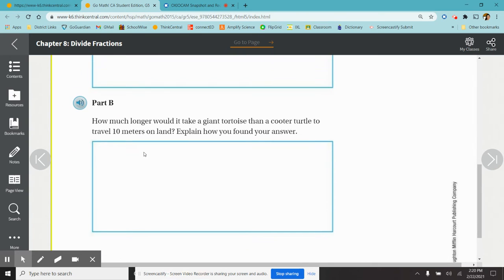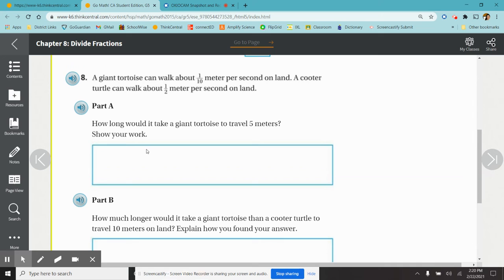All right, so our famous tortoise problem, number 8. A giant tortoise can walk about 1 meter per second on land. A cooter turtle can walk about 0.5 meter per second on land. So we're going to be comparing our turtles here. How long would it take a giant tortoise to travel 5 meters? Show your work.